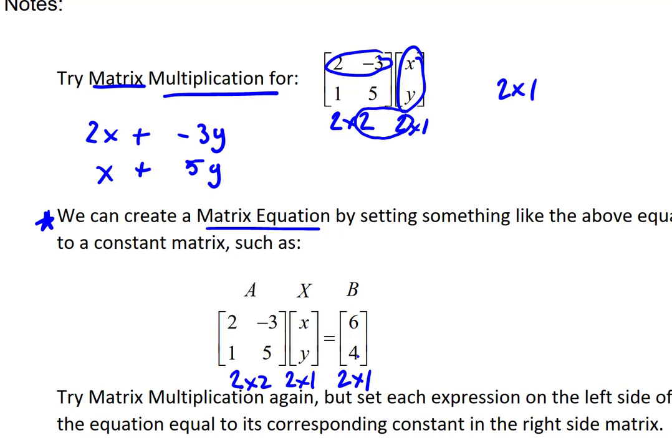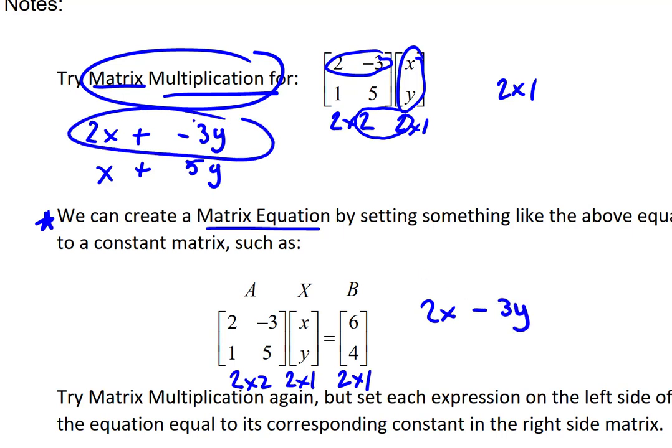Now, if you connect what we were just doing with the matrix multiplication in that last exercise above, then you get something rather interesting. Let's do the exact same thing, but this time, notice that when you multiply those matrices together, which we've already done, the first entry turned out to be 2x minus 3y from above, and then the second one turned out to be x plus 5y.